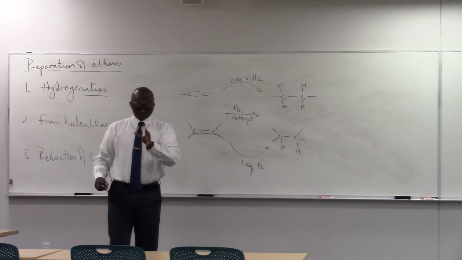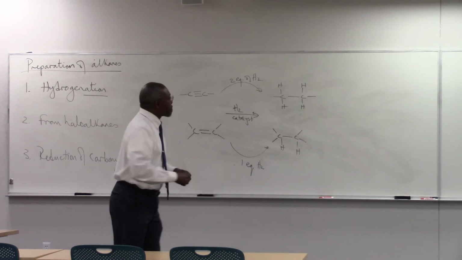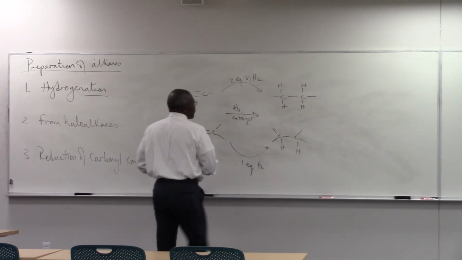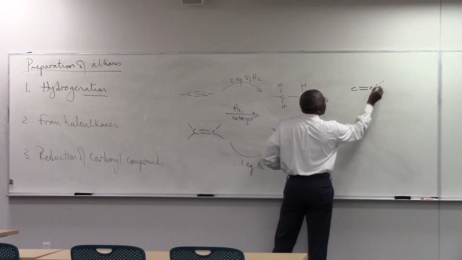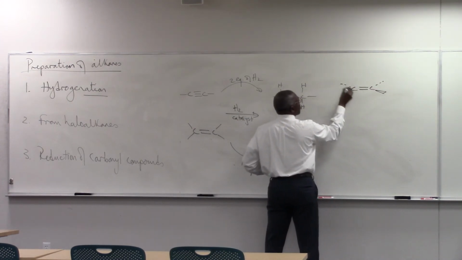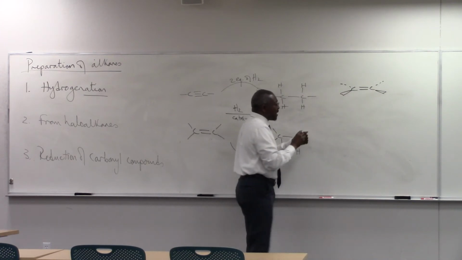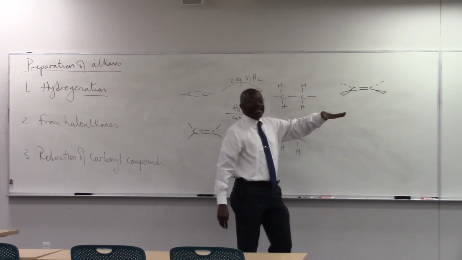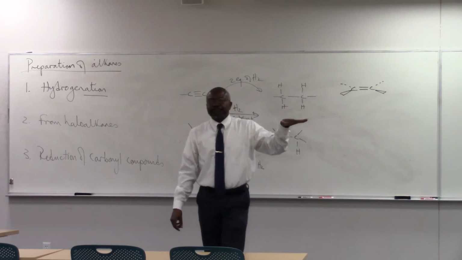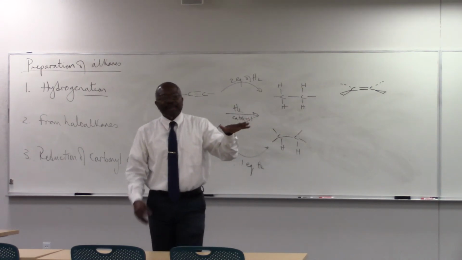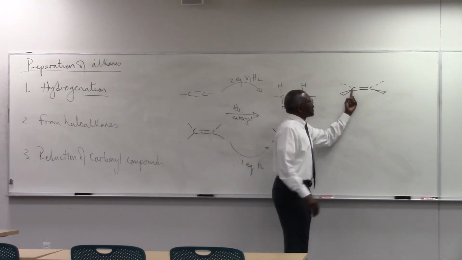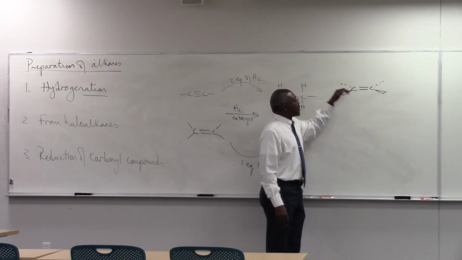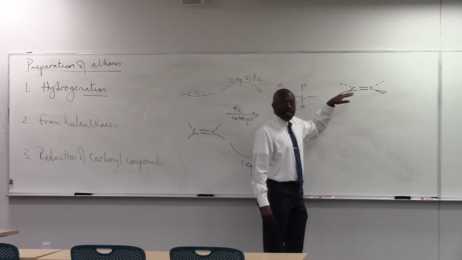So let's describe how this happens. An alkene, if you remember, has sp2 carbons, so the alkene is actually a flat compound. It's trigonal planar about the carbons. So it's a flat triangle about each of the carbons.